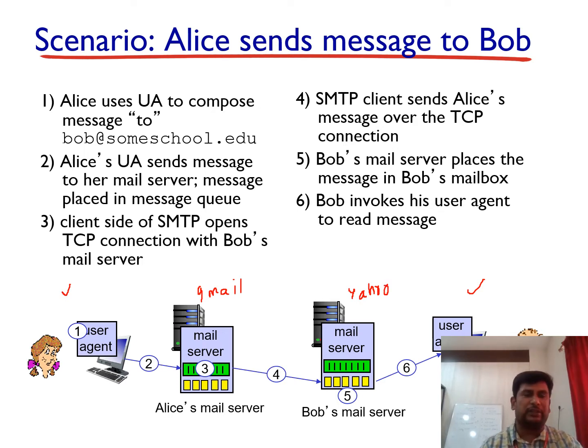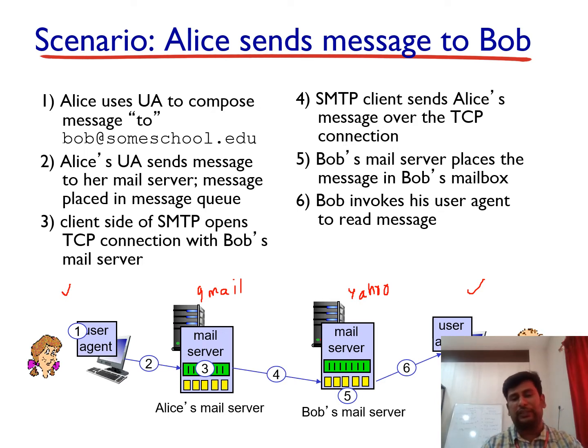So Alice is the first person who is trying to send a mail. She uses her user agent to compose a message to Bob. Bob's mail ID is bob@someschool.edu, and she wants to send a mail to this particular person. Once Alice's user agent has received it, it sends this message to Alice's mail server. So first from the user to the user agent, and from the user agent it is transmitted to the mail server of Alice.